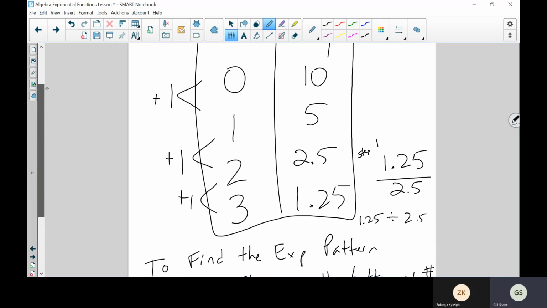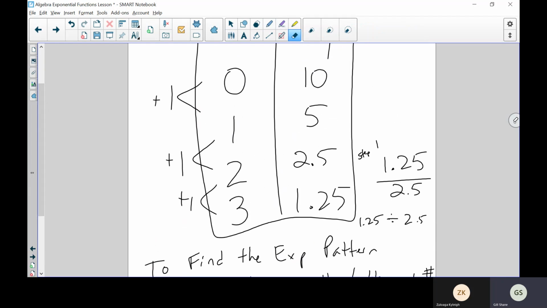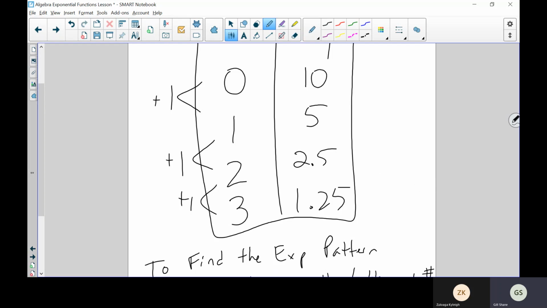So now that I've checked, and I just did the division there, 1.25 divided by 2.5, I got 0.5. Now I have to do that same thing everywhere on the table. So I take 2.5 and divide that by the number above it, which is 5, and I do get 0.5. Then I do the same thing here: the number here divided by the number above it.